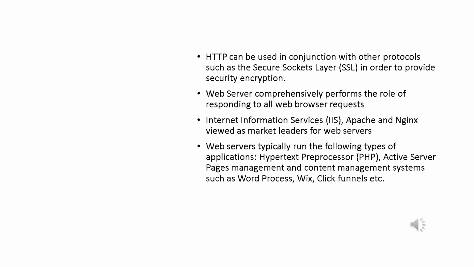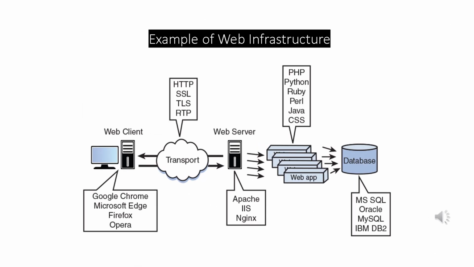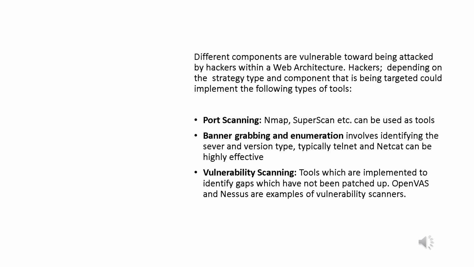Web servers typically run the following types of applications: the Hypertext Preprocessor, Active Server Pages, and content management systems such as WordPress, Wix, and ClickFunnels, etc. Here's an example of a web infrastructure. The different components within a web architecture are vulnerable to being attacked by hackers.